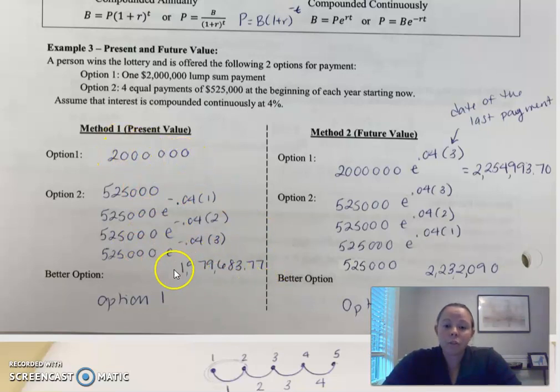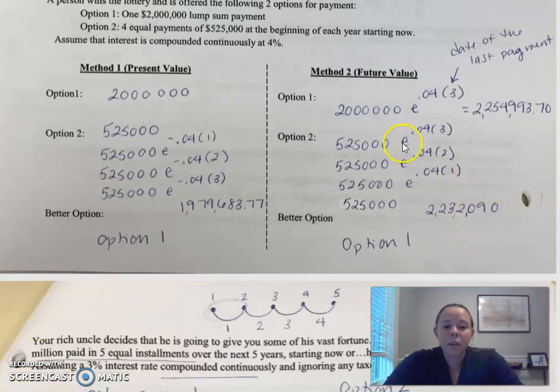This 2 million versus this 1.09 million, we're definitely going with option 1. Good to know. Now let's use future value. I'm going to scroll up here. All right, so future value of $2 million.